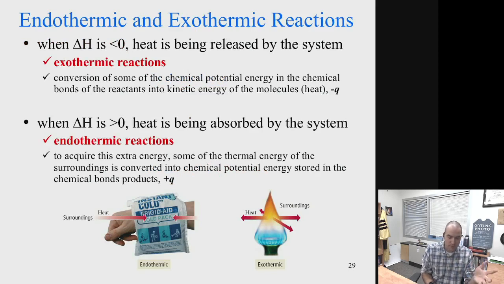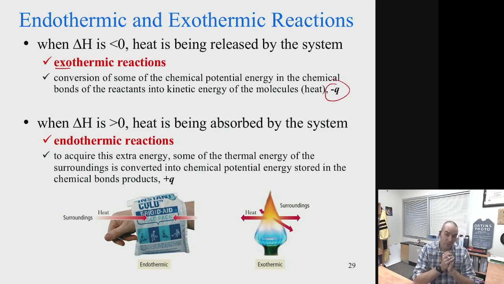So when delta H is negative, heat is going to be released by the system. Heat is being transferred out of the system. We call that exothermic, giving off heat to the surroundings. In these reactions, some of the chemical potential energy that was stored in the chemical bonds of the reactants gets released as kinetic energy into the molecules around it as heat, the random kinetic energy of those molecules. And Q is negative.